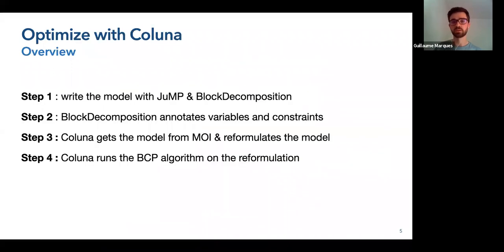It means that you can decompose inside the blue blocks. So the main goal is to take advantage of the structure of the problem. Okay. So this is an overview of how it works. So first, the user writes the model with JuMP and BlockDecomposition. Then when the user calls optimize, BlockDecomposition will annotate the variables and the constraints. So the annotation is the subproblems in which the variables and the constraints are. And then Coluna reformulates the problem and runs the branch-cut-and-price algorithm.